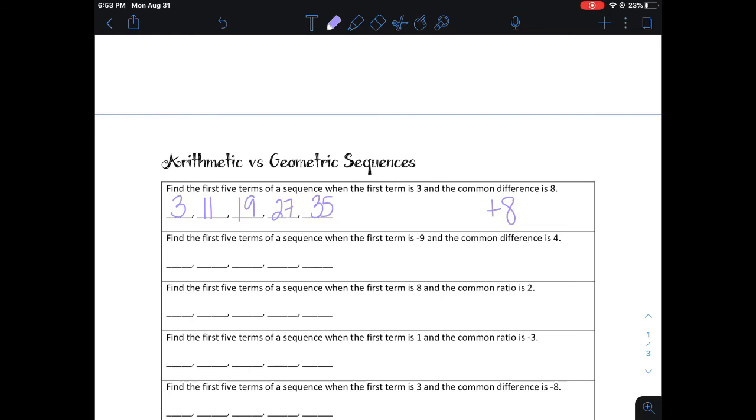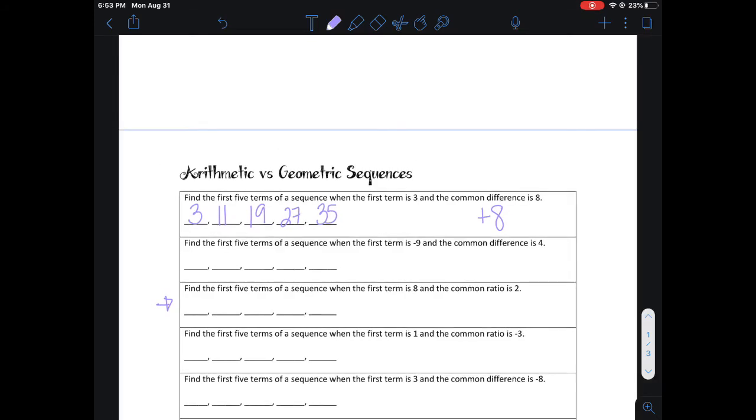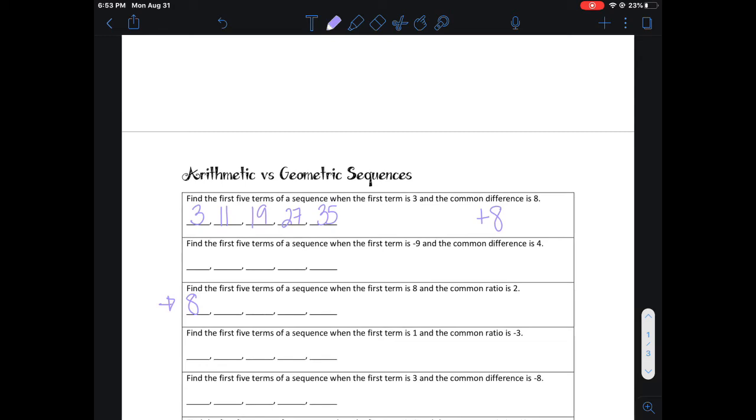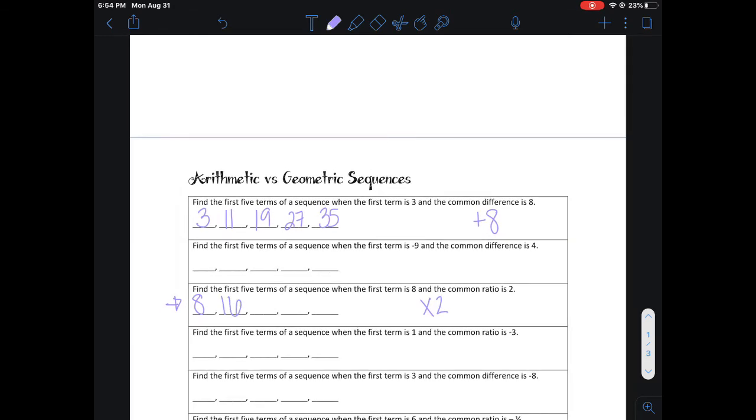For the next, let's jump down to this one. Find the first 5 terms of a sequence when the first term is 8 and the common ratio is 2. So my first term right in here is 8. Common ratio refers to geometric, which is always multiplying. So I'm going to multiply by 2. So 8 times 2 is 16, times another 2, 32, 64, and 128.